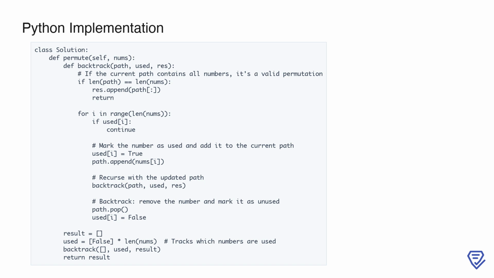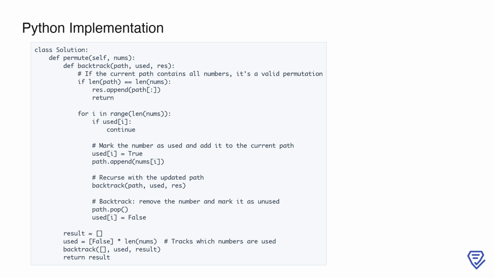permutation has been formed. This permutation is appended to res. 2. Iteration: for each number in nums, check if it is already used. If not, mark it as used, add it to the current path, and recursively call backtrack. 3. Backtracking: after the recursive call, undo the changes to path and used to explore other possibilities. This ensures that each branch of recursion starts fresh. The used list ensures that each number is included only once per permutation.